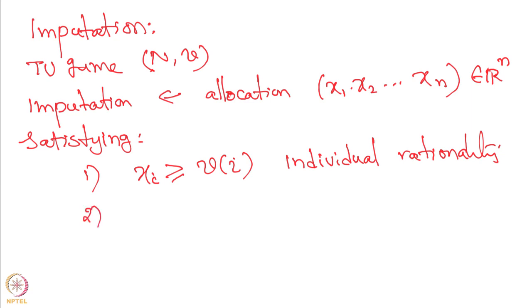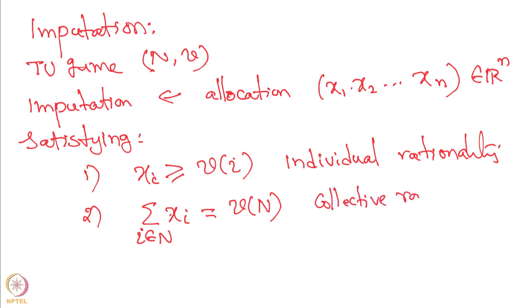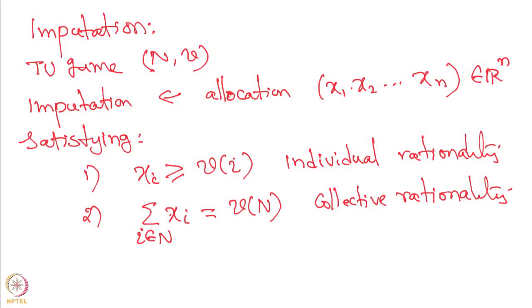The second thing is that the sum of all the allocations should be the total worth. This is known as collective rationality, because the total worth v(N) should be divided among these players. So, the sum of their allocations should be equal to v(N). Otherwise, you can always increase one of the players' allocations. If you are not considering collective rationality, then they certainly will not accept. So, an allocation satisfying these two conditions is known as an imputation, and these imputations are the ones which the players will accept.